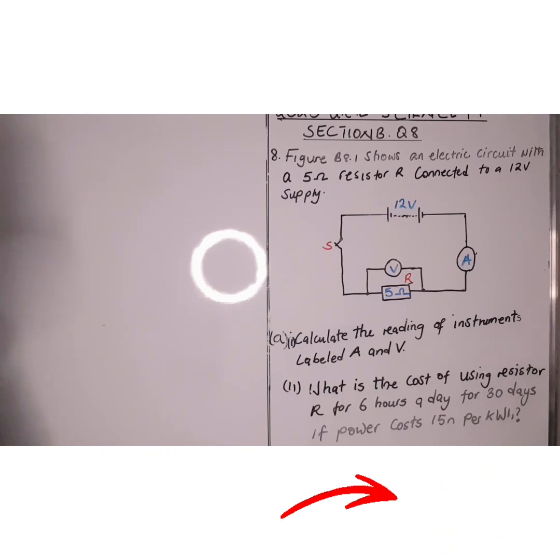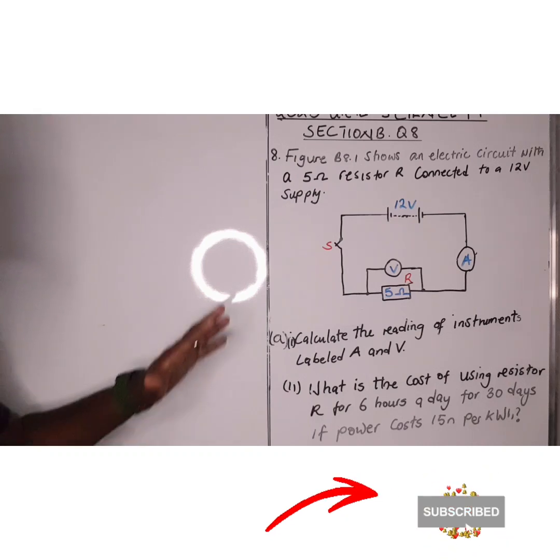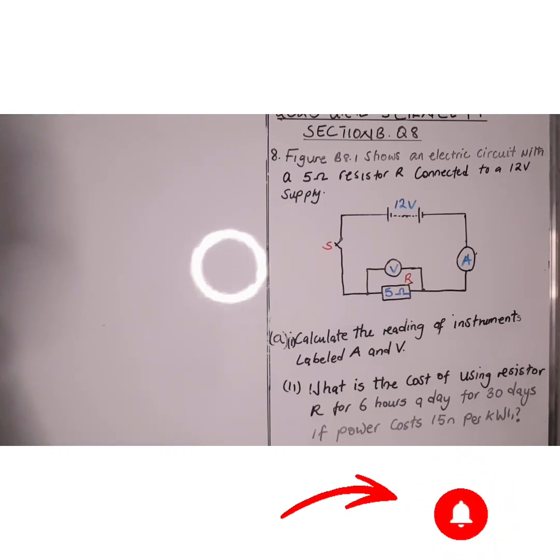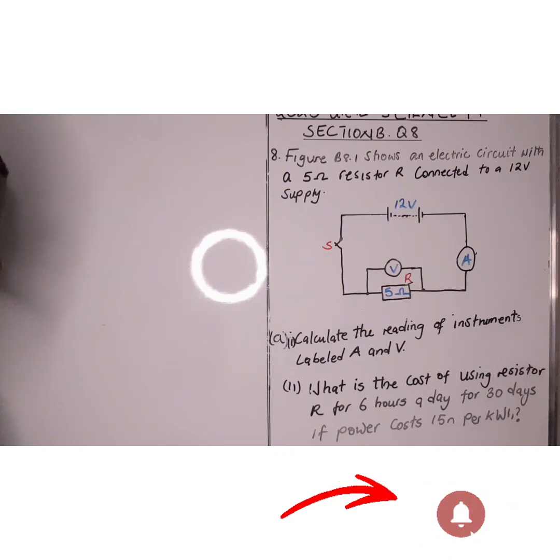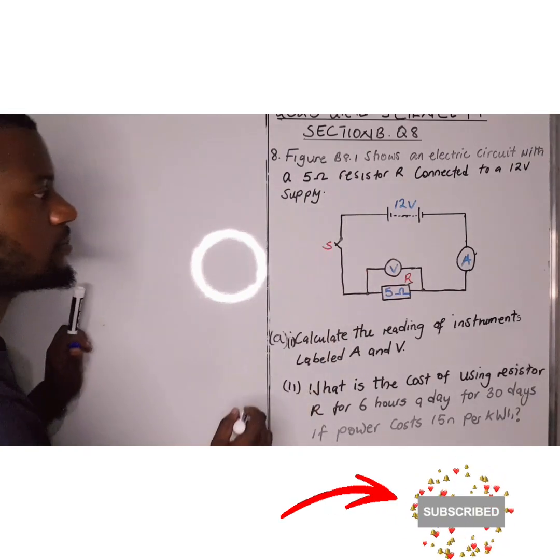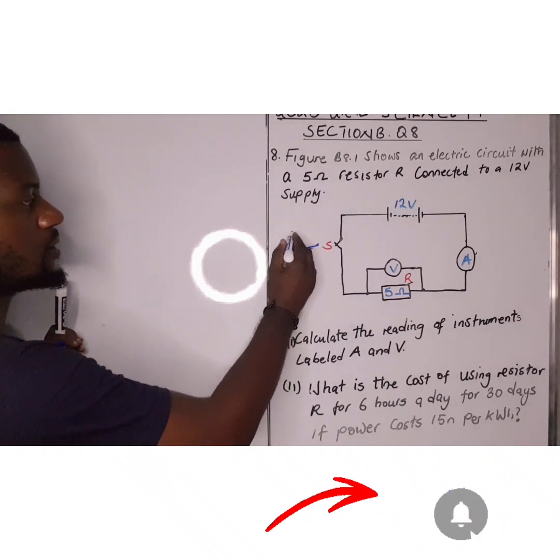In this video, we are going to look at this particular question, which is an extract from 2023 GCE Science Paper 1, question 8. The question reads: Figure B8.1 shows an electric circuit with a 5 ohm resistor R connected to a 12 volt supply. What we have here is a circuit diagram, and S here is a switch.